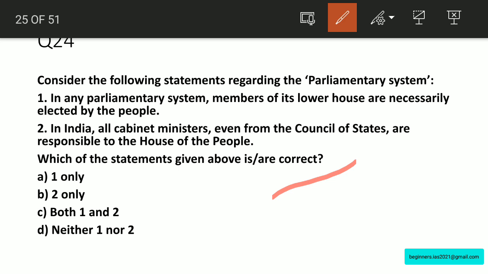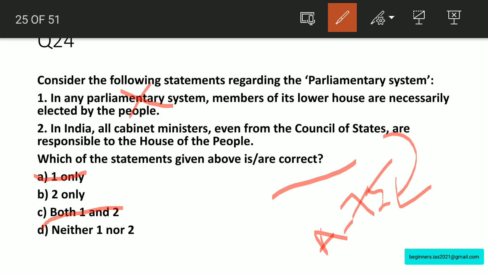India had 2 nominated Anglo-Indian members. The nomination was done by the President. Therefore, this statement is wrong. Therefore, you can eliminate B and A. So, what about statement number 2? See, Article 75 states that the Council of Ministers is collectively responsible to the Lok Sabha, which means the House of the People. Therefore, this statement is right. Based on our discussion, the answer for the question is B. 2 only is the right answer.